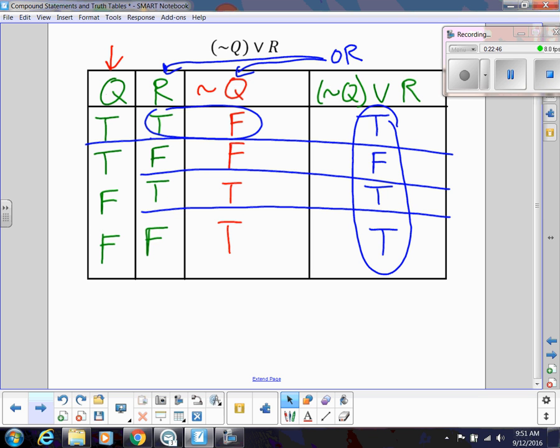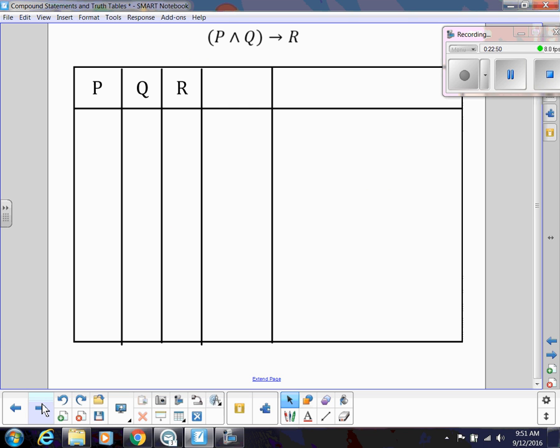So let's save some of the rest of these for in class so we can do some together. Especially that one. Do you notice how this one has three variables? So we'll do that one together. That one gets very large.